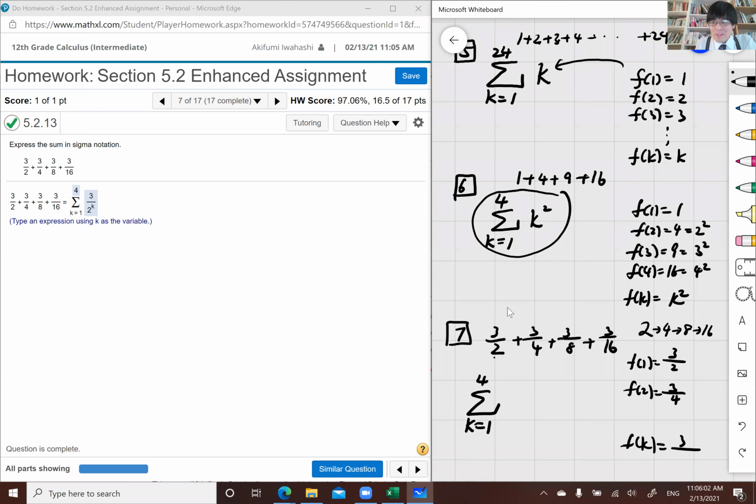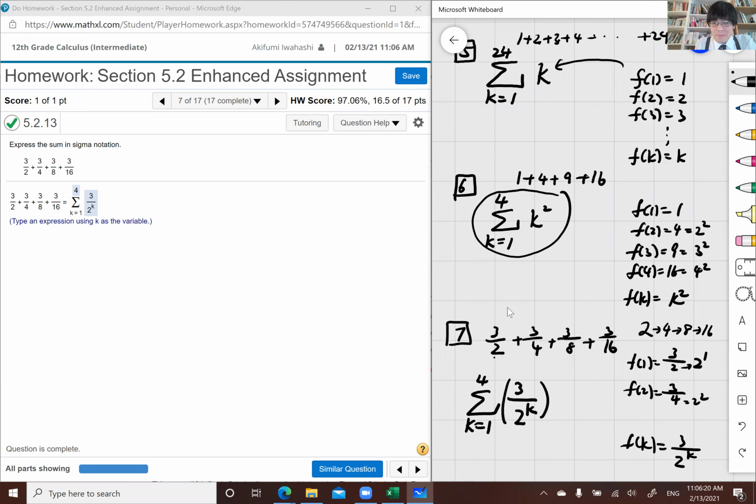It can be described as 2 to the power of 1, 2 to the power of 2, and so on. So the k-th term is going to be 3 over 2 to the power of k. Okay, so you want to add up these terms.